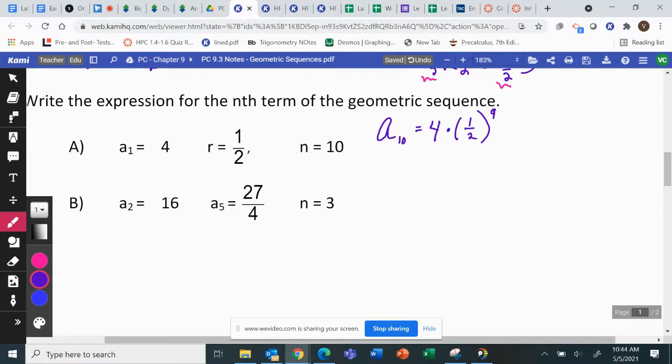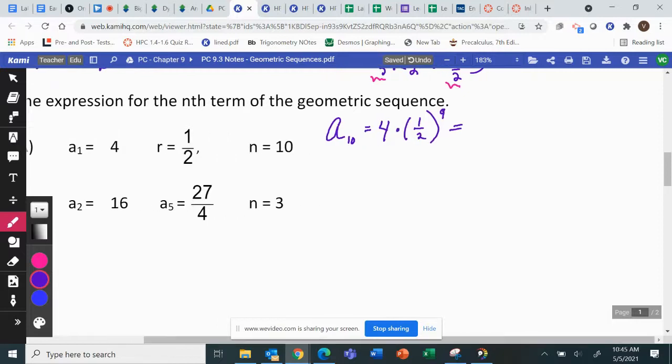I bet I can do this without a calculator. I bet you could too if you thought about it. So let's evaluate this without a calculator. 1/2 to the 9th is 1/2 times 1/2 times 1/2 times 1/2, etc. 9 times, right? 9 of them. 4 cancels out with some of the 1/2s.